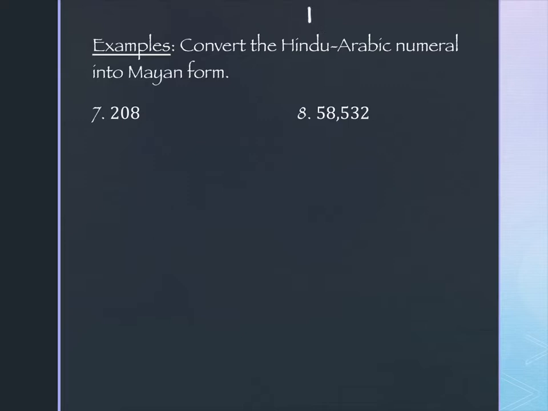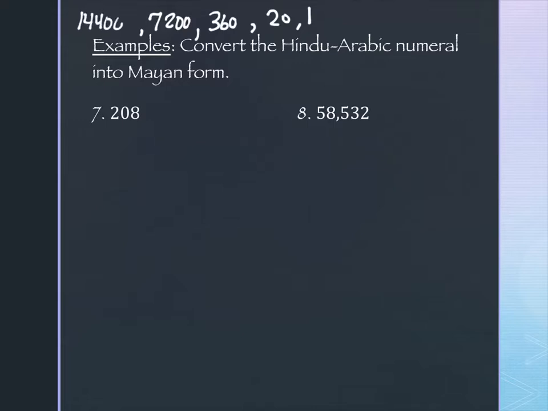So we've already mentioned we have the ones place. We have the 20s place. And then we had 20 times 18, which was 360. Then we had 20 squared times 18, that's 7,200. And we'll go just one bigger. So if we take that 7,200 times 20, because that would be the next place value, we would get 144,000.